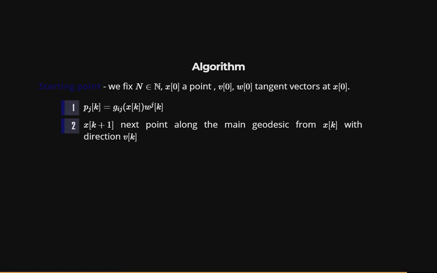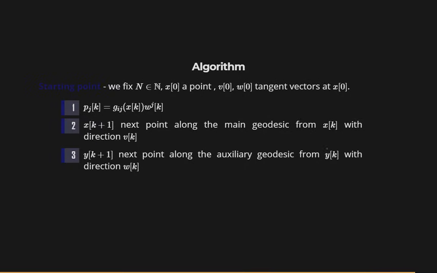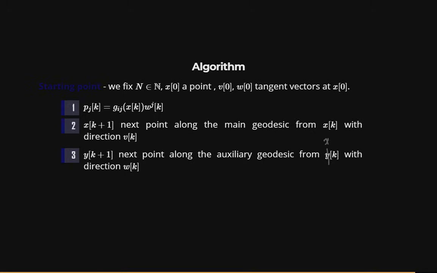Now, we compute the next point along the main geodesic. So we start from xk and we solve the geodesic system with vector vk. Then we compute the next point of the auxiliary geodesic, which goes out from xk with direction wk. So wk is the parallel transport up to that point.